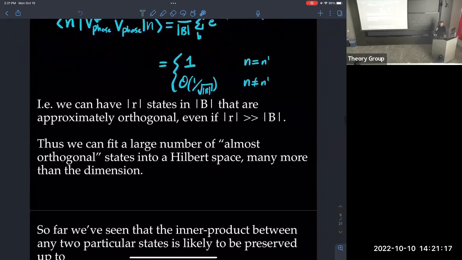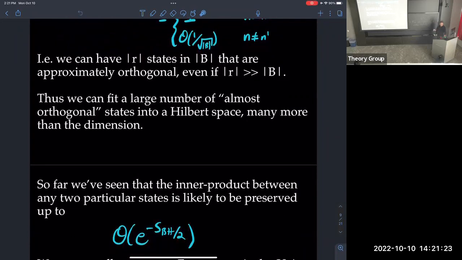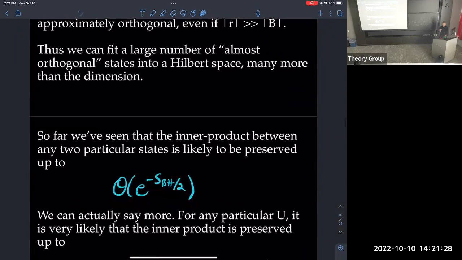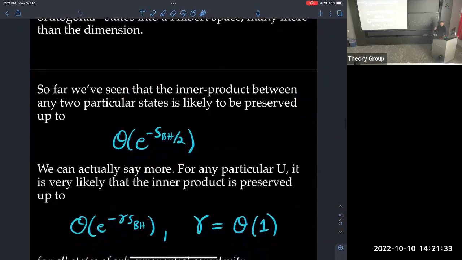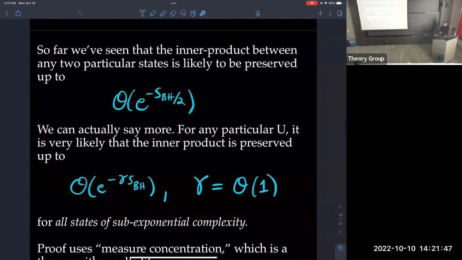Okay, so now to get to Clay's point. So far we've seen that the inner product between any two particular states is likely to be preserved up to this small number, but we can say more, and we want to say more. We want to say that for any particular u, it is very likely that the inner product is preserved up to some small number. So here it's also exponentially small in the black hole entropy, but for a gamma that's order one, it's not going to be exactly a half. We want the inner products to be preserved simultaneously for all states of sub-exponential complexity.